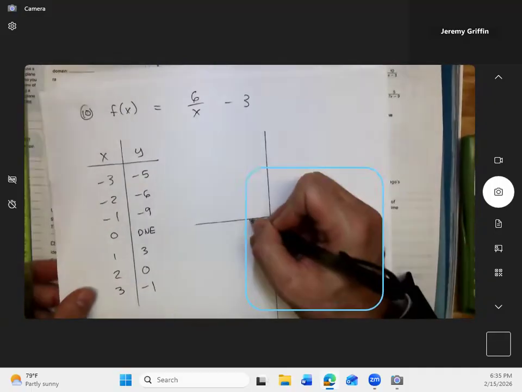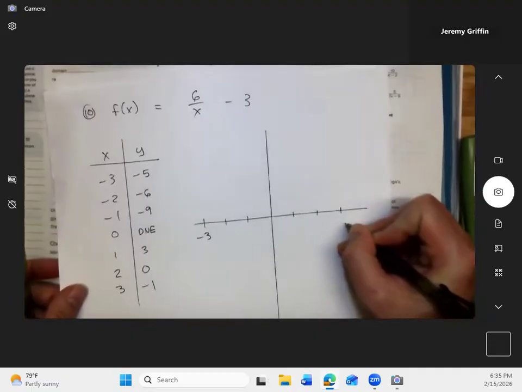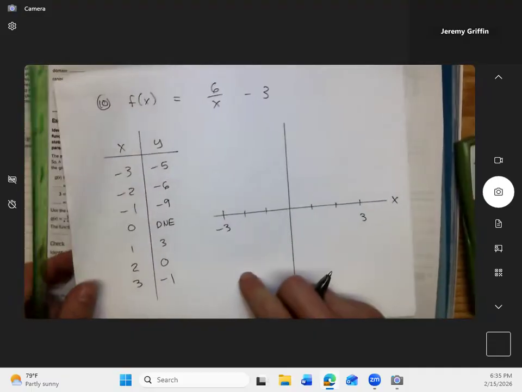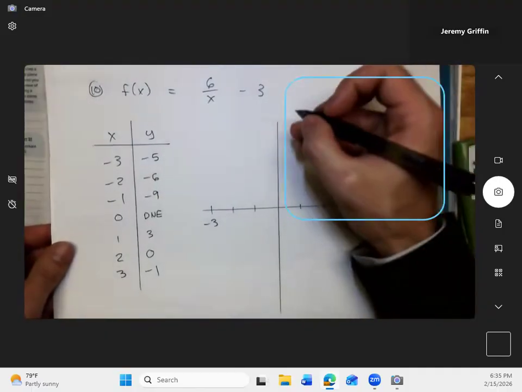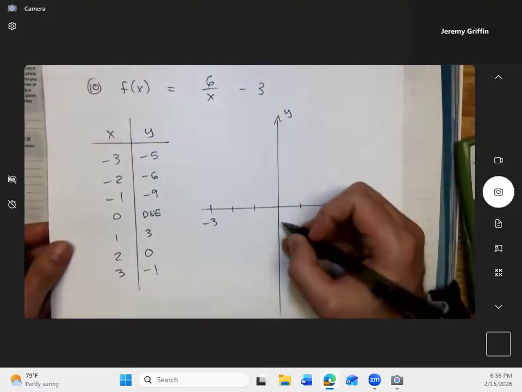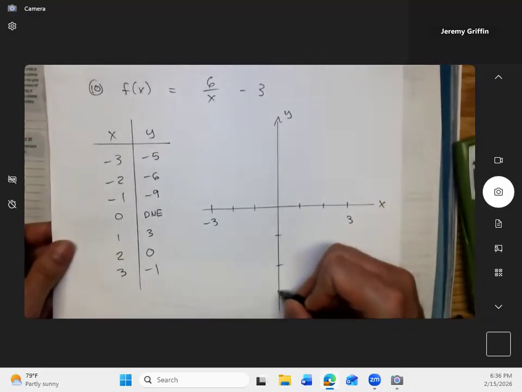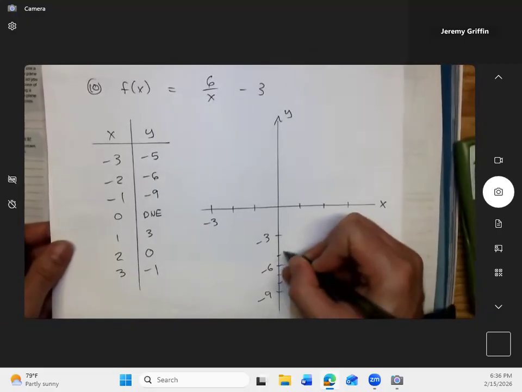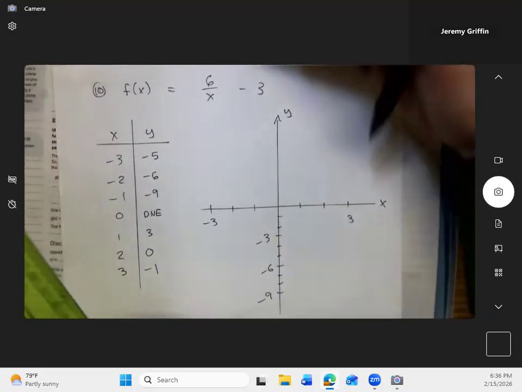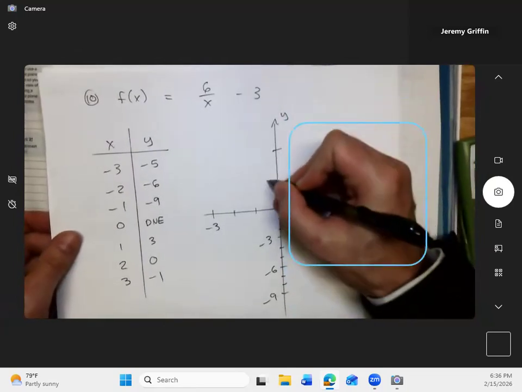So I went from -3 to 3 on the x-axis. But my y-axis goes to -9. Okay, so this is going to be skewed a little bit, but they'll create the basic correct shape. Let's go -3, -6, -9. Let's do that. So you guys do see I have a scrunched y-axis, but that's okay. We'll be able to work with that.